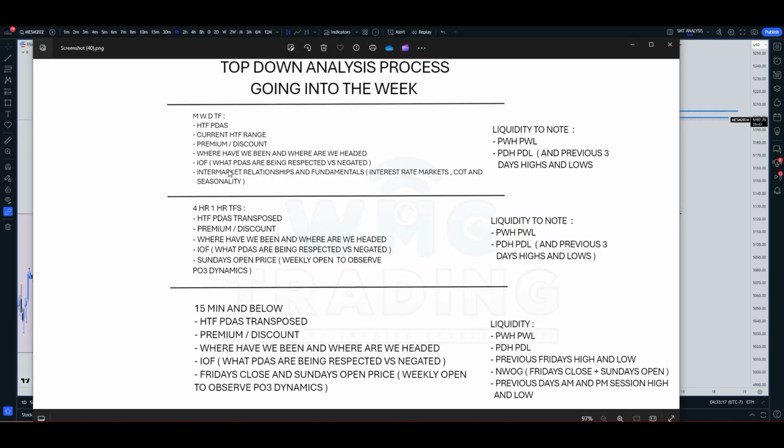So higher time frame, you're looking for significant PD arrays. You're looking for these specific liquidity pools to have marked off. You're looking at the Sunday's open price and the previous Friday's close to create your new week opening gap. The 1 hour and the 15-minute are very similar in terms of what you're trying to apply in terms of liquidity. Because one thing I did forget to label here is the London's high and London's low.